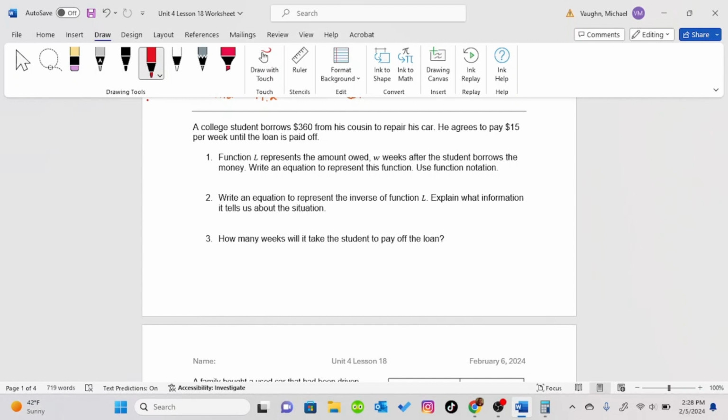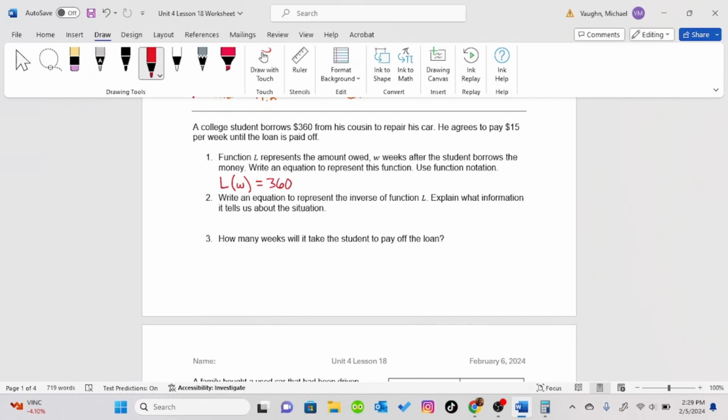When we write in function notation, we start with the function name. In this example, that's capital L. Then we have our input in parentheses. In this example, that is W. And it equals, in this case, $15 per week. And that is going to be subtracted from the total, which is $360.